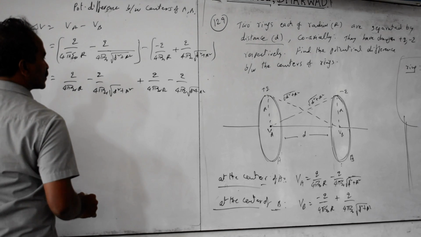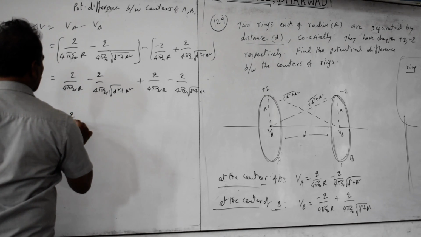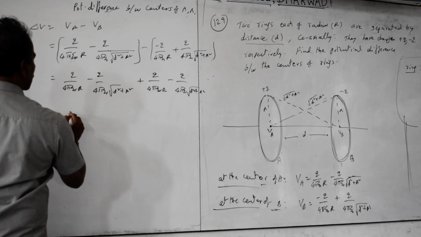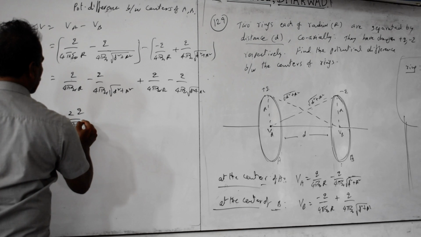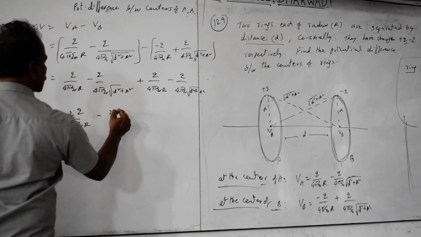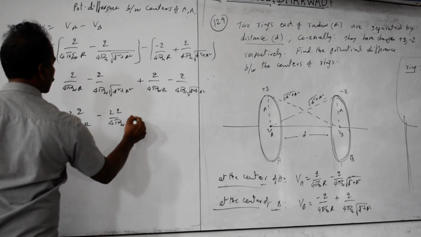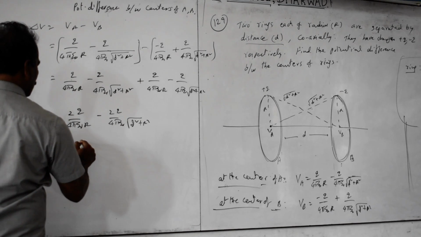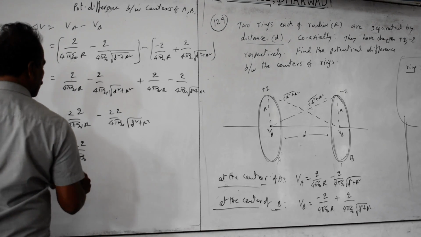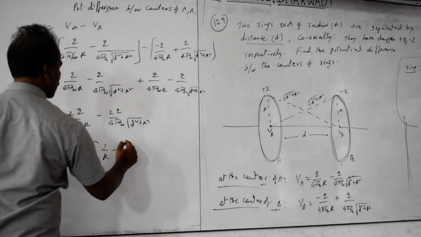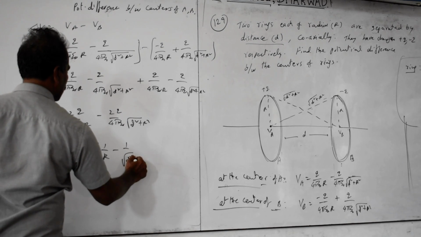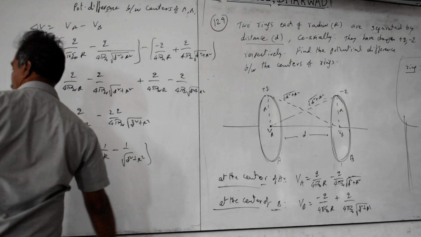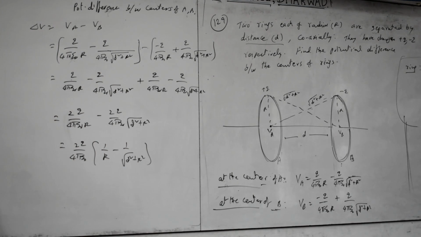You can take out the Q by 4 pi epsilon term. This is the same, this is also the same. You can take it as 2Q by 4 pi epsilon into R minus 2Q by 4 pi epsilon under root of D square plus R square. You can take out the common 2Q by 4 pi epsilon naught, 1 by R minus 1 by under root of D square plus R square. I think the option is given up to this only, or the LCM form is sometimes given.